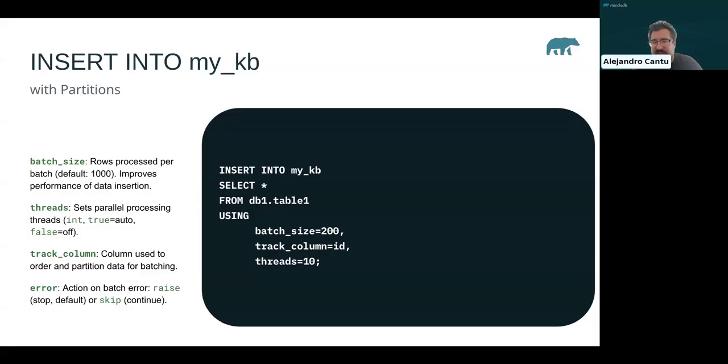If not, you can select the specific columns that you want to use and insert into your knowledge base. Then you select the source, which in this case is going to be db1.table. We also support partitions here. So if you're inserting vast amounts of data, you can select batch sizes and a track column ID, which helps in case there's an error, so you can come back and re-enable these partitions.